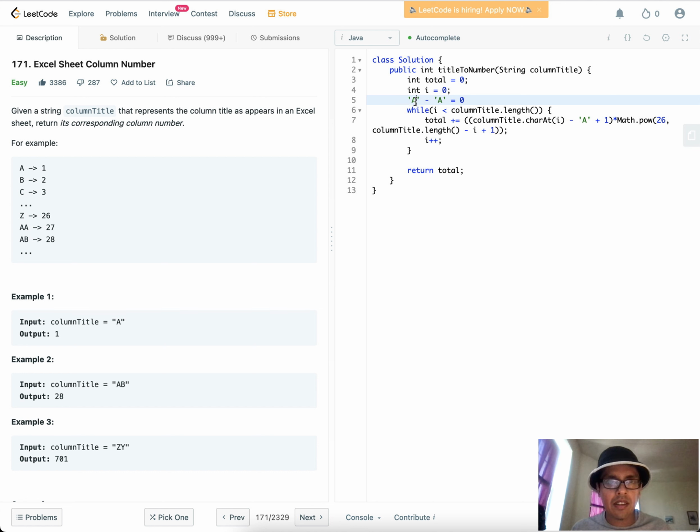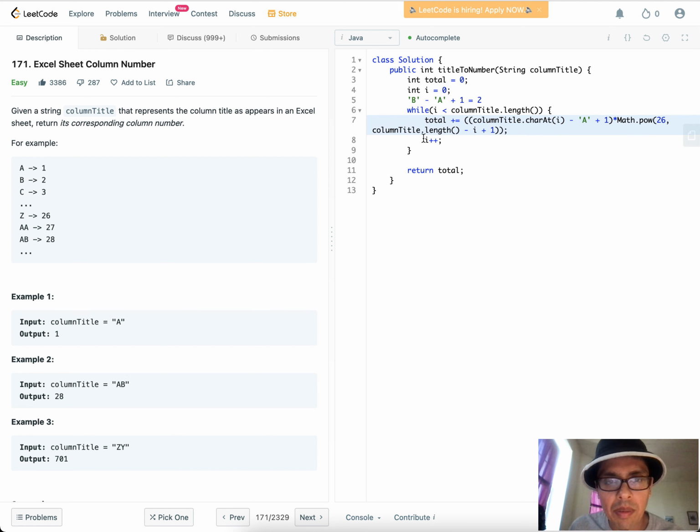What is B minus A? B minus A is 1. It should be 1, right? Now what if we just add 1 to this? What is A minus A? Right, A minus A plus 1 equals 1. What about B minus A? B minus A plus 1 equals 2. And see, we easily have this conversion right here. This is 1 indexed, so we just shift by 1. So that's what this does to this character.